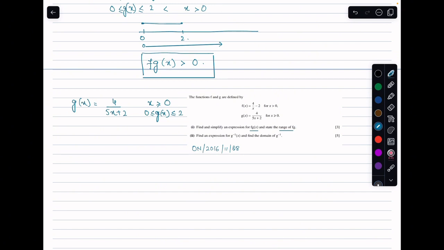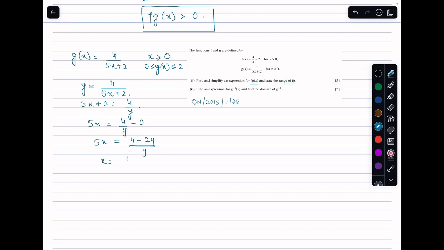For the expression for G inverse, I will be substituting g of x with y so that it becomes 5x plus 2 equals 4 by y, or 5x equals 4 by y minus 2, and simplifying it more, 5x equals 4 minus 2y divided by y, or making x the subject, x is 4 minus 2y over 5y, meaning my G inverse shall be 4 minus 2x divided by 5x.